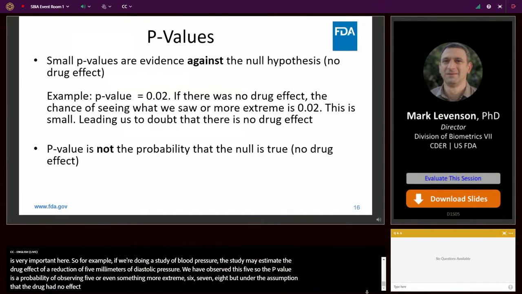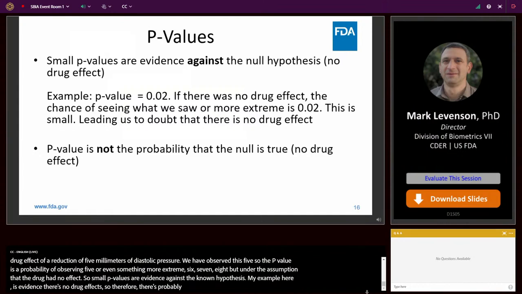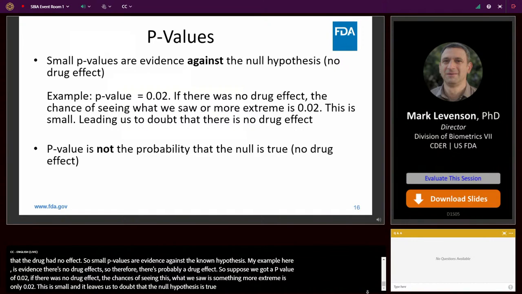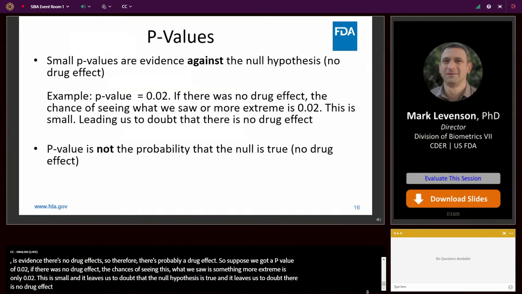So small p-values are evidence against the null hypothesis, or following my example through, evidence that there is no drug effect, so therefore there's probably a drug effect. Suppose we got a p-value of 0.02. If there was no drug effect, the chance of seeing what we saw, or something more extreme, is only 0.02. This is small. It leads us to doubt that the null hypothesis is true. It leads us to doubt that there is no drug effect. So we might conclude that there is a drug effect.